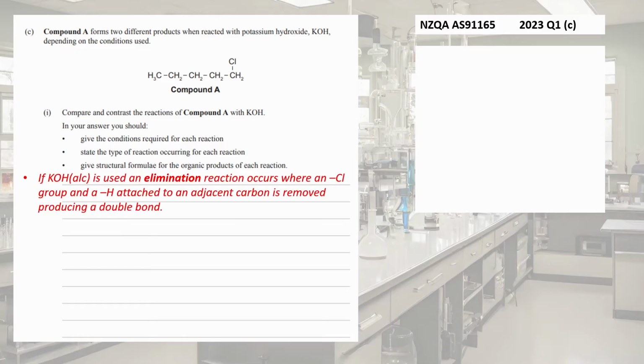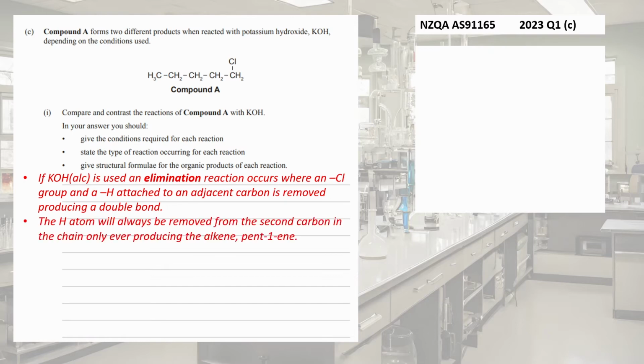So we go through similar as we did to the other question. KOH alcohol is an elimination reaction where the Cl and an adjacent hydrogen is removed to make a double bond. We will say in this question, because it's at the end, there is only one answer here, because we only ever remove the hydrogen off the second carbon because it has to be adjacent. Produces an alkene, pent-1-ene. Here it is, the structure.